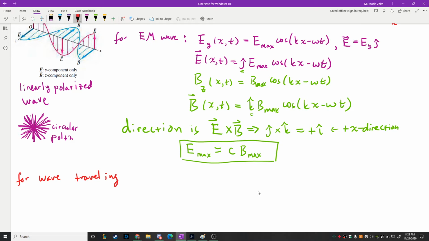All right. So for a wave that's traveling in the negative x direction, you just need to have one of these change a little bit here. So one example of that would be if I have E of x and t, and I have my electric field be the same as it was before. Maybe y'all can tell me.